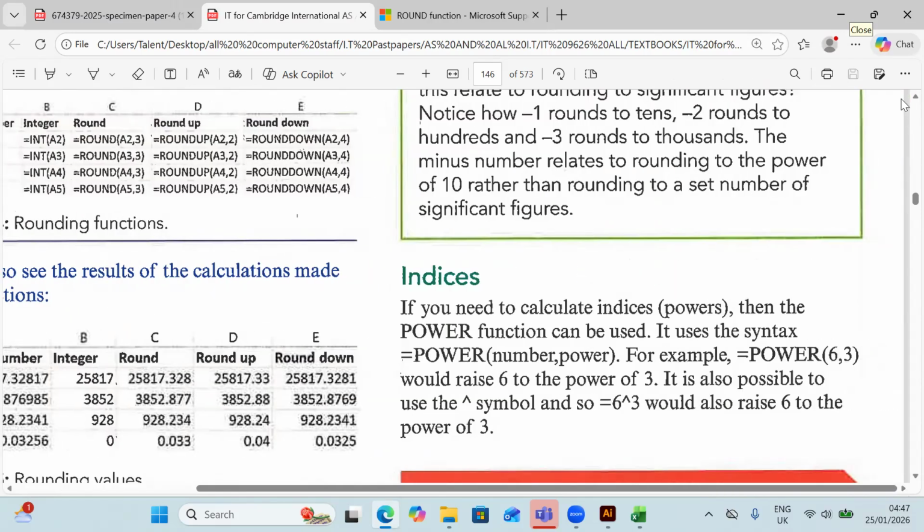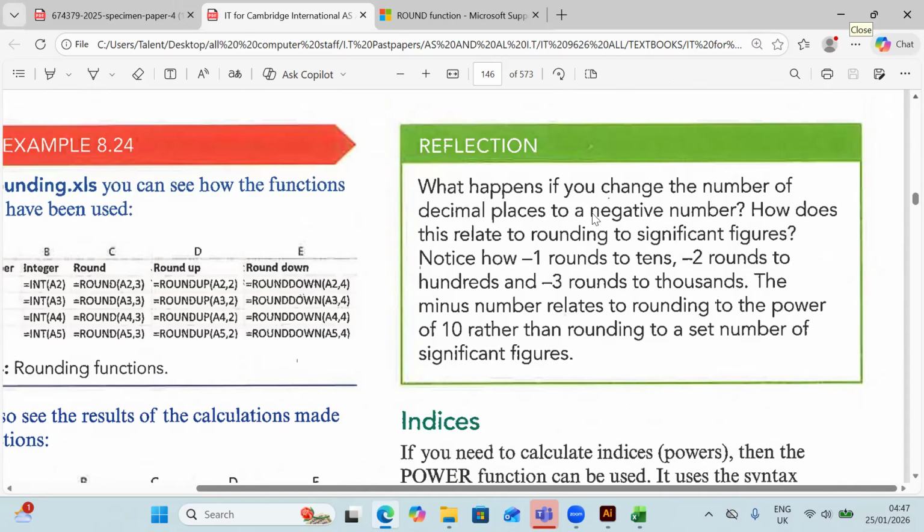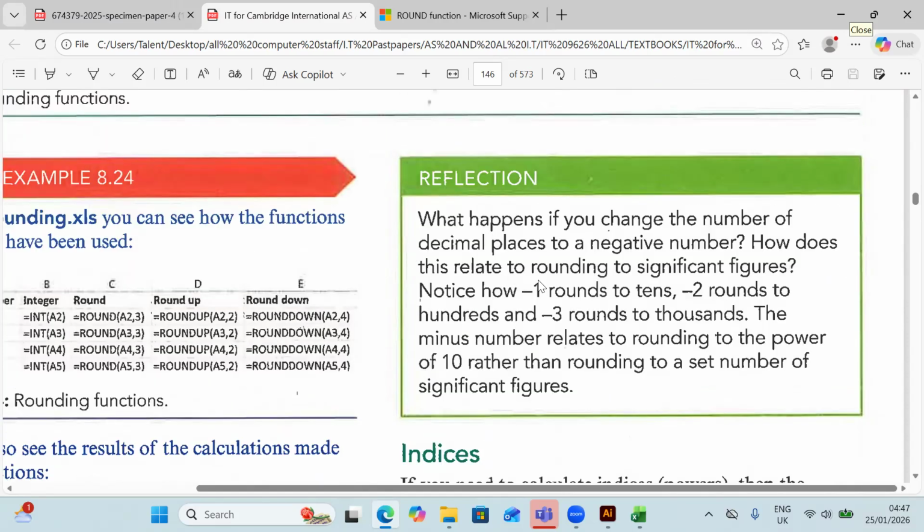So what does negative values do on us? So we are going to look at this reflection here. What happens if you change the number of decimal places to a negative number? So for example, here, what if you change it to a negative number, -4? What effect does it have? Okay, how does this relate to rounding to significant figures? Notice how -1 rounds to tens. Okay, so this is now the answer to these questions that they are asking.